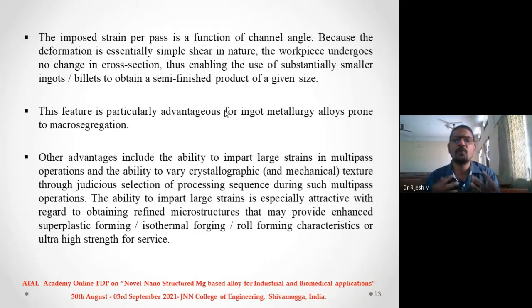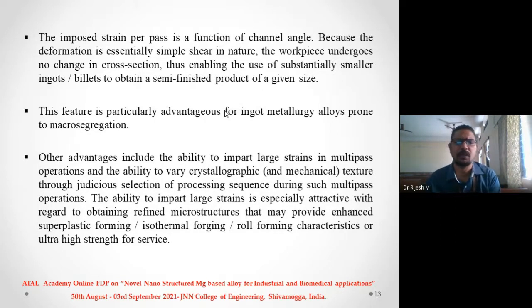And if you want to remove the segregation, they say ECAP is a very good way. Got it. Because the deformation is uniform. Got it. Extensive shear is taking place. So if you have some solute atoms segregated in certain regions at higher concentrations, they can get into lower concentrations very easily. They just diffuse nicely. All right. So they say that this can be of very good advantage for ingot metallurgy.